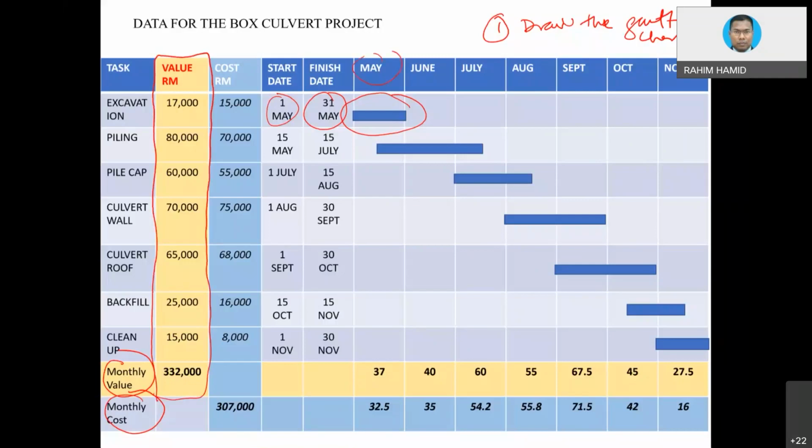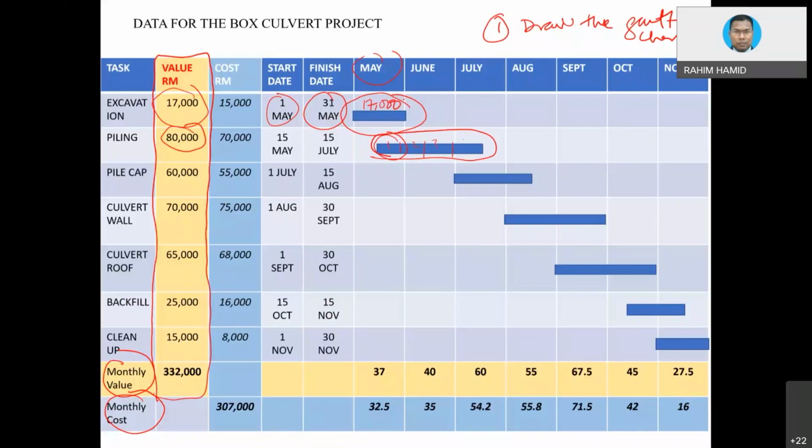If we use this color, excavation is basically 70,000. This item is running for 1 month, equivalent to 17,000. We just use 17 for easy reference. And then how about this one? The cost is 80,000 for the whole bar here. But how are we going to split it? It looks like we can split it into 4 parts, isn't it? 1, 2, 3, 4.